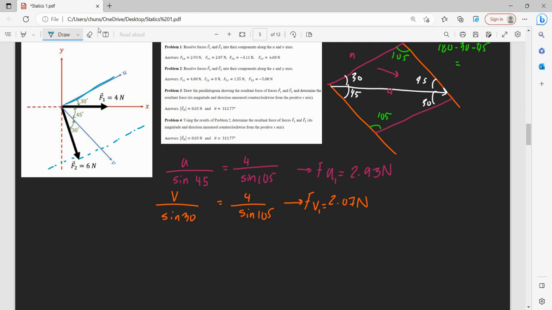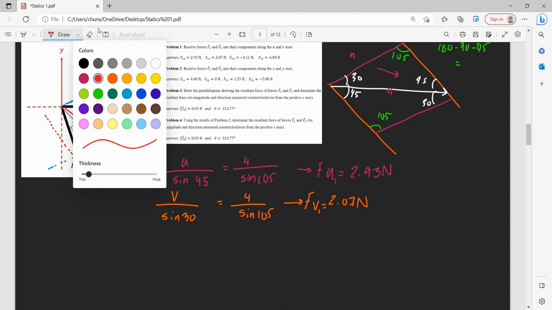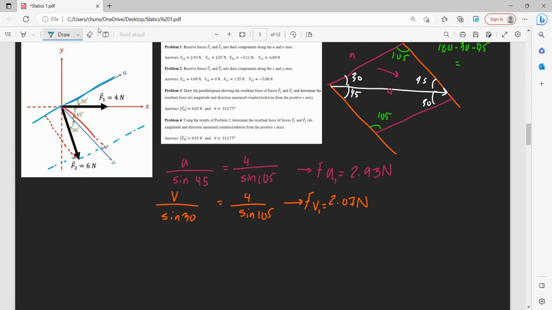We're going to draw a line parallel starting from the tip of our force. Then for U, draw it like this, and just extend those. So here is what our quadrilateral looks like. I'm going to draw it like this again, so it's easier to see. And then here is our 6 newtons.